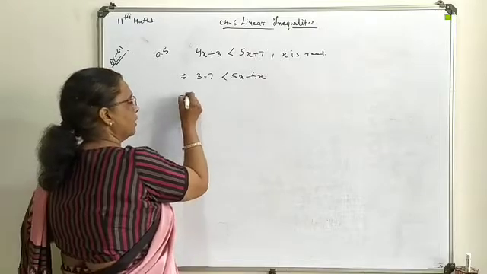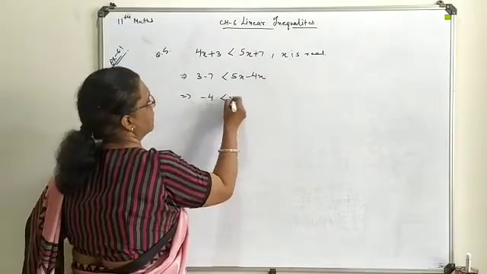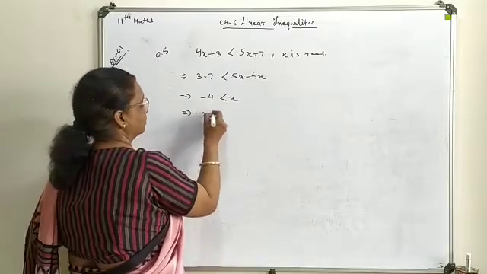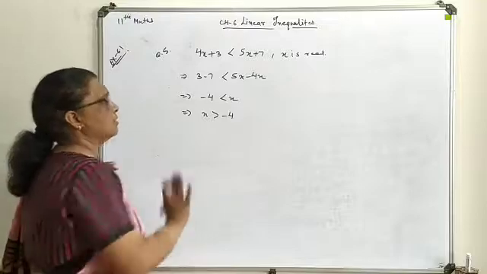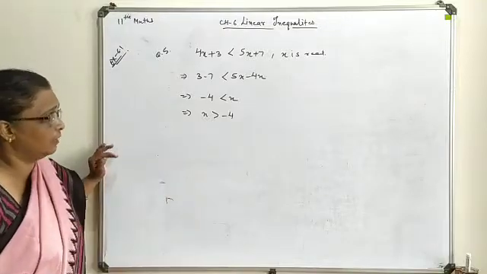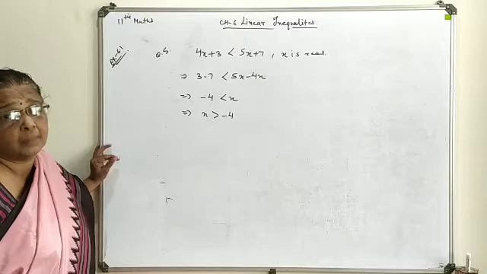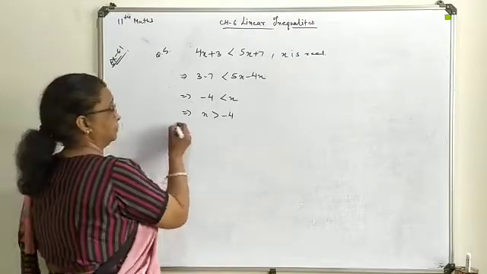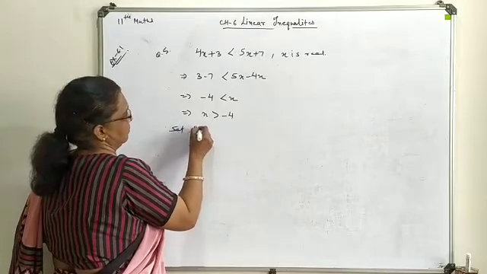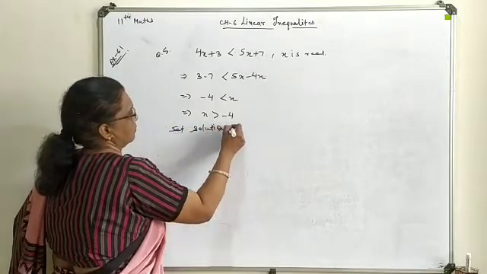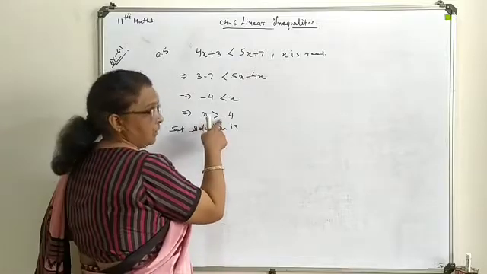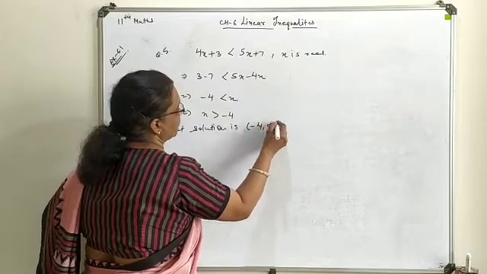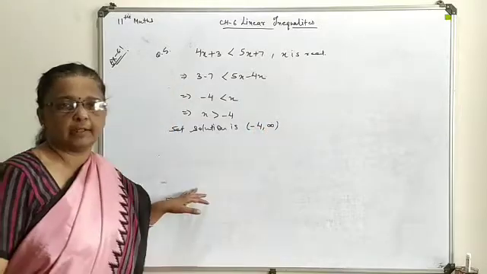Now here, this is minus 4, this is x. So here you can say x is greater than minus 4. This is the solution we have as the final form: x is greater than minus 4. So the solution you can write as x is greater than minus 4, which means the open interval minus 4 to positive infinity. You will have the solution regarding x.